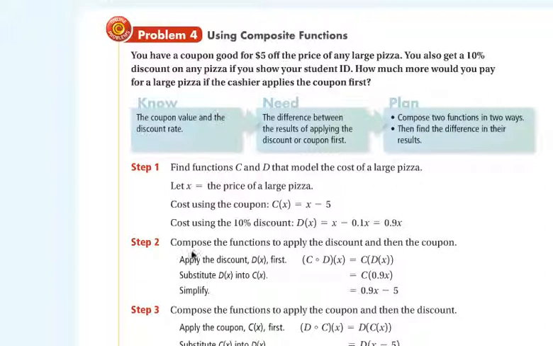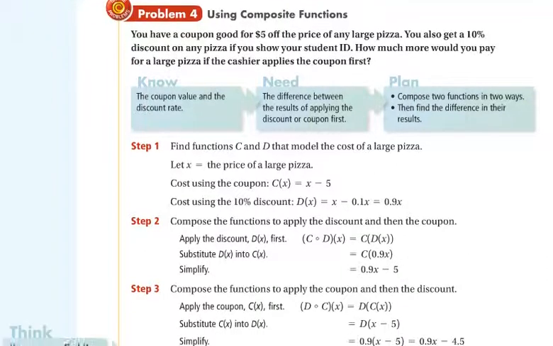All right, step 2, compose the functions that apply the discount and then the coupon. So if we're going to write this out in notation, coupon is last, discount is first, so discount is going to be closest to x. So this will be 0.9x, and then we'll apply the coupon, which is subtract $5.